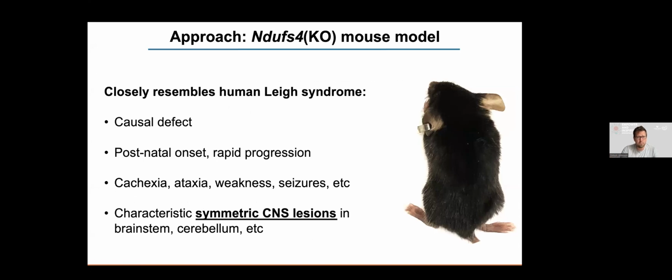We study Leigh syndrome largely using a mouse model called the NDUFS4 knockout mouse. This mouse closely resembles human Leigh syndrome, including the causal defect. So these mice have a defect in the same gene that can cause human Leigh syndrome. It's not, of course, the only gene that can cause Leigh syndrome, but it's one of the genes that can. As in humans, these mice are born overtly normal without disease. They have a postnatal disease onset, rapid disease progression, and they show all of these same symptoms, including critically these symmetric CNS lesions, and they occur in the same exact parts of the brain in the mouse as they do in humans.